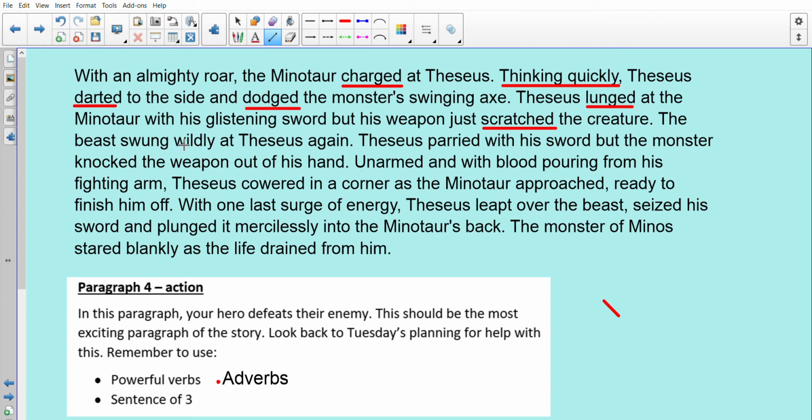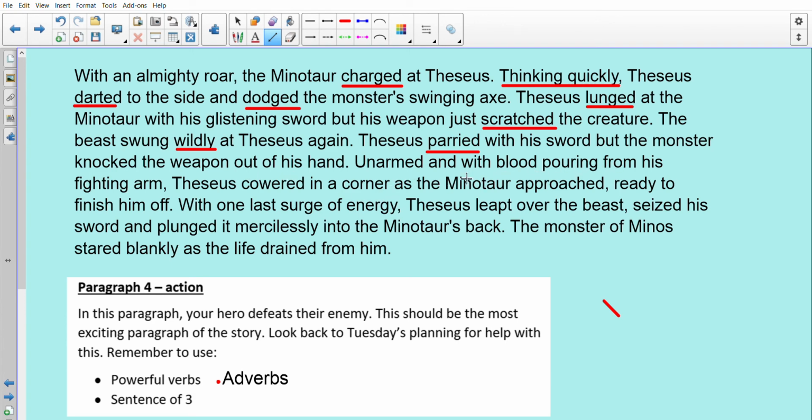The beast swung wildly. Okay, here we've got an adverb. So it describes how the beast swung. So he's swinging his sword. He swung his sword, but how did he do it? He did it wildly. Theseus parried with his sword. Parry means to block. So that's another precise verb. But the monster knocked the weapon out of his hand.